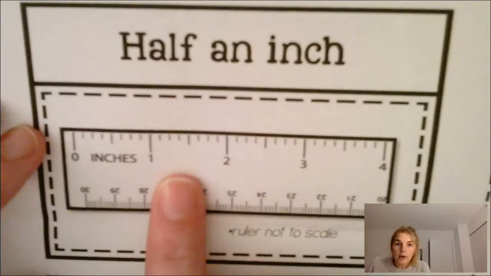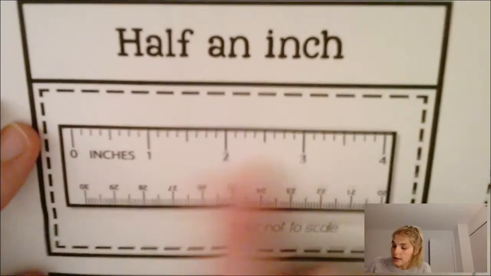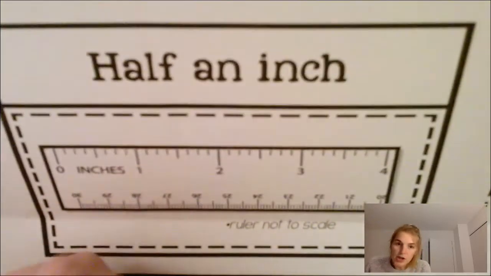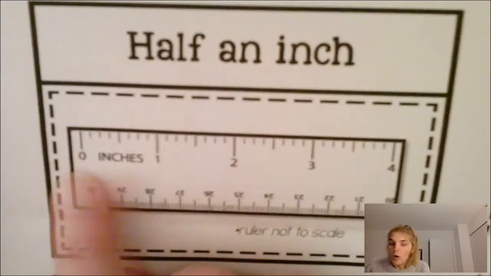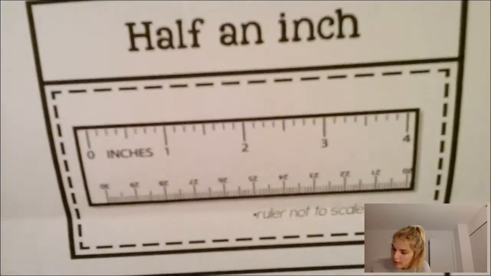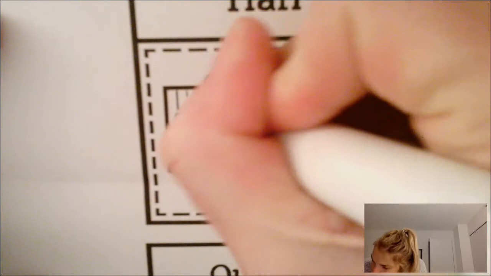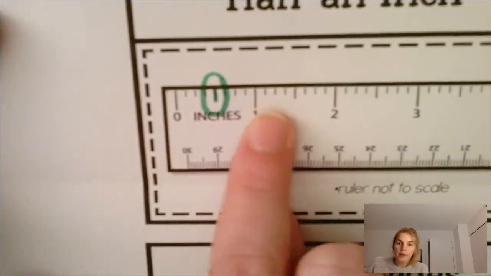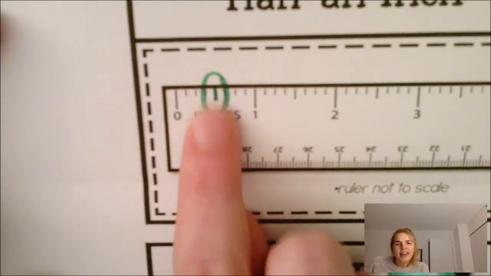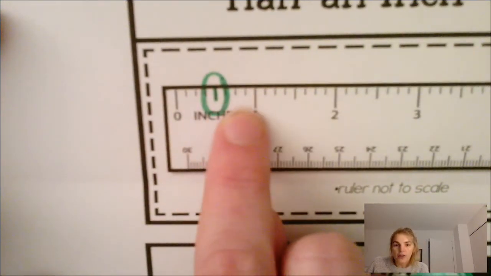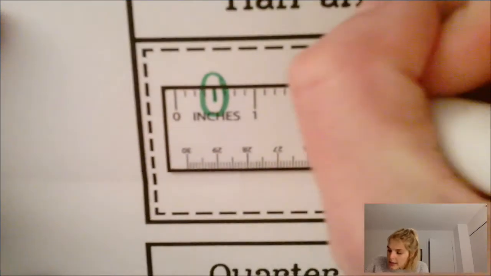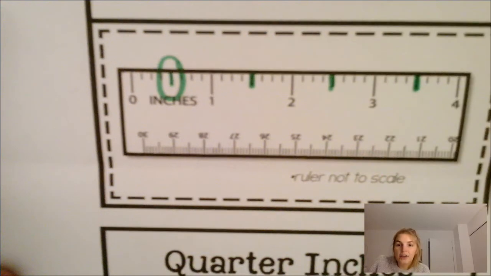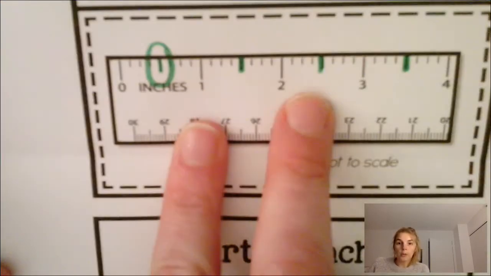Here, like we just talked about, we have our whole inches, and here you can see 1, 2, 3, 4. Now you guys know that between 1 and 0 is a half. So right here would be a half inch because it is between 0 and 1. And you can see the line is a little bit longer than these other lines. You can see here is another half, and another half. They're between the whole numbers.